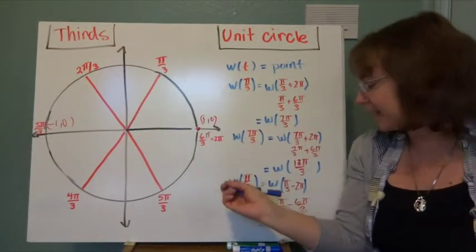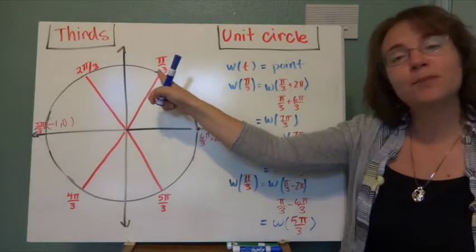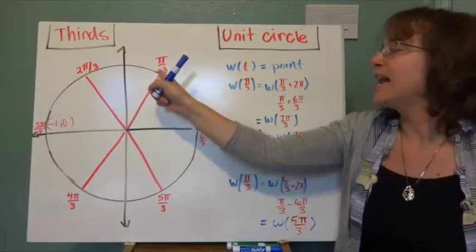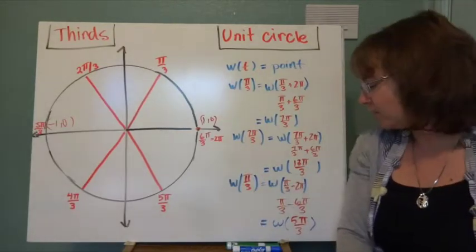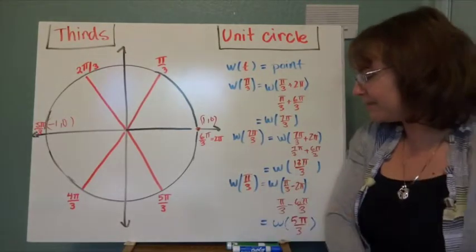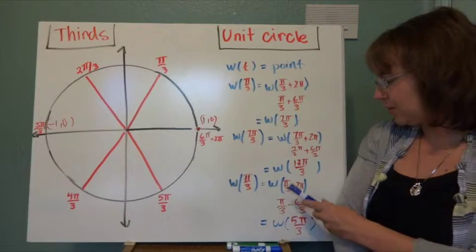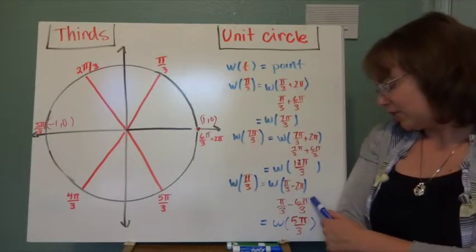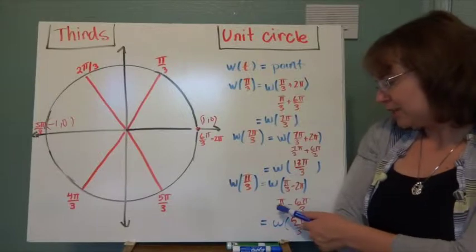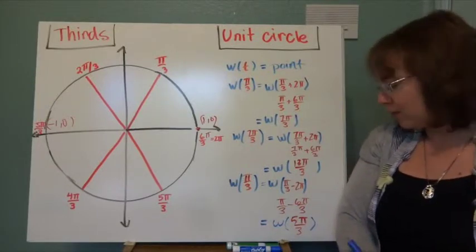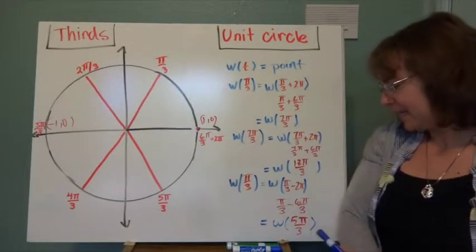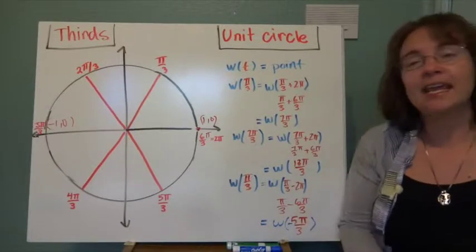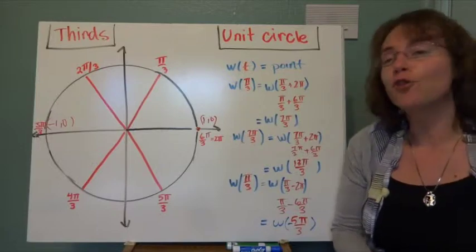I can subtract 2 pi. If I subtract 2 pi, that just means I go in the opposite direction all the way around the circle, and I end up right back here where I started. So the wrapping function of pi over 3 is equal to the wrapping function of pi over 3 minus 2 pi. And I change it to thirds. So pi over 3 minus 6 pi over 3, which is the same as 2 pi, is equal to, this should be a negative right here, negative 5 pi over 3.